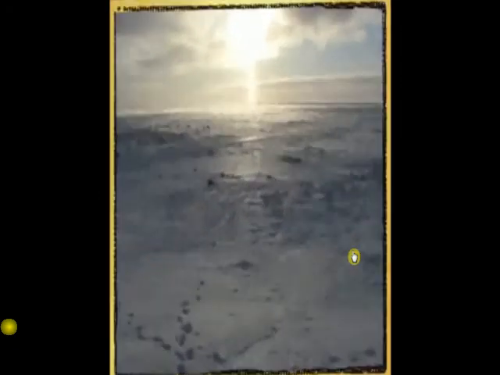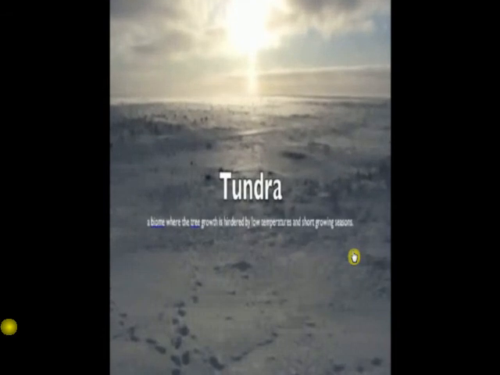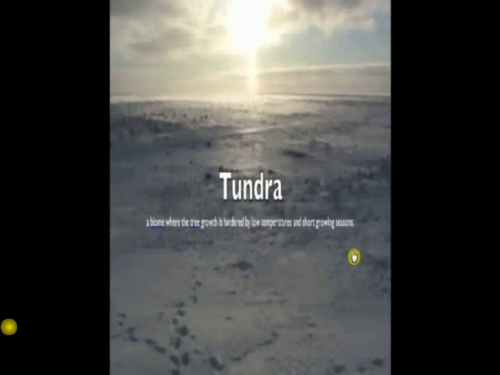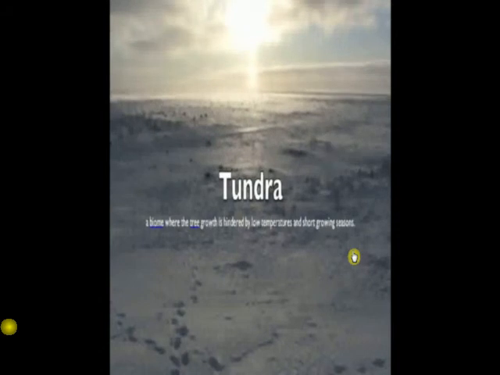We move to the tundra. Again, the tundra has a very, very short growing season, roughly 3 to 4 weeks long. It has a permanently frozen ground known as permafrost.